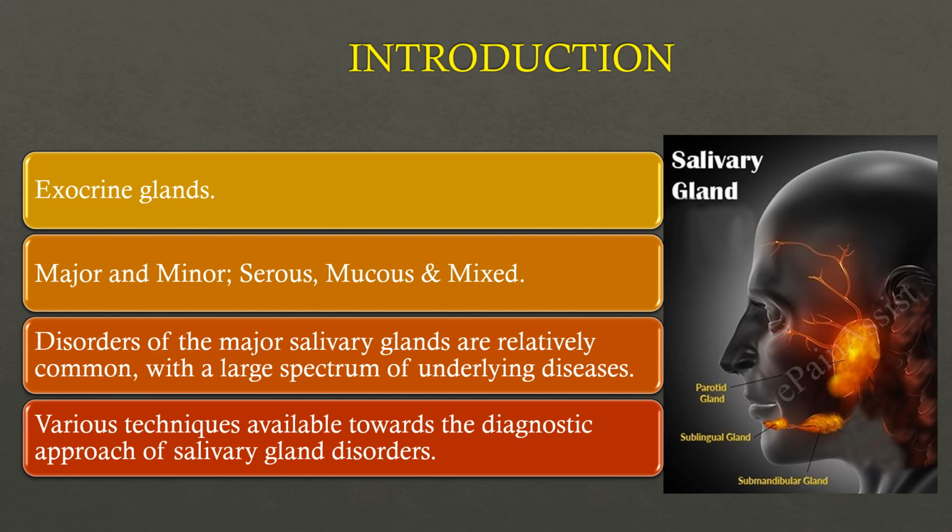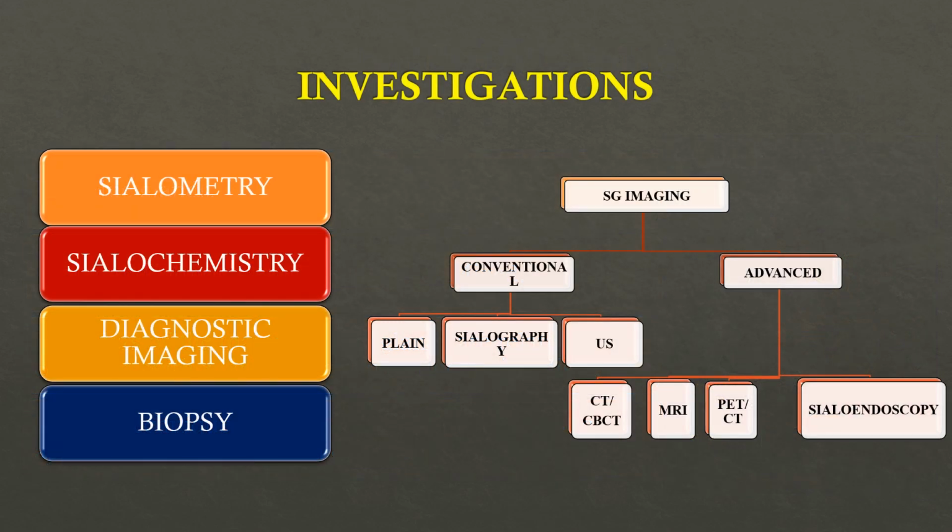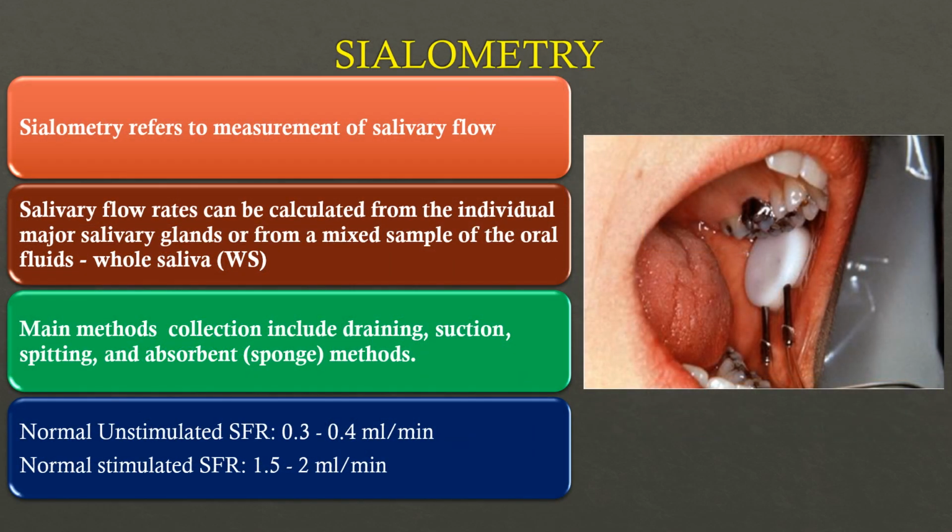There are various techniques available towards the diagnostic approach of salivary gland disorders. Investigations can be summarized as cytometry, cytochemistry, diagnostic imaging, and biopsy. Under diagnostic imaging of the salivary glands, we have conventional and advanced modalities. Under conventional, we have plain radiographs, sialography, ultrasonography, whereas under advanced, we have CT, CBCT, MRI, PET-CT, and sialendoscopy. Let's look at them one by one.